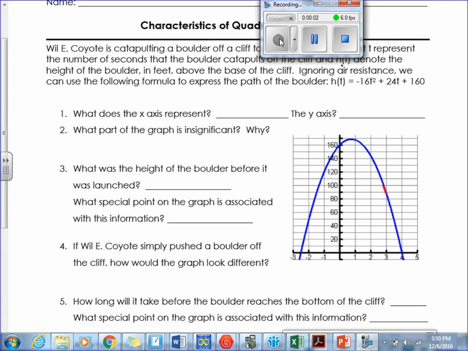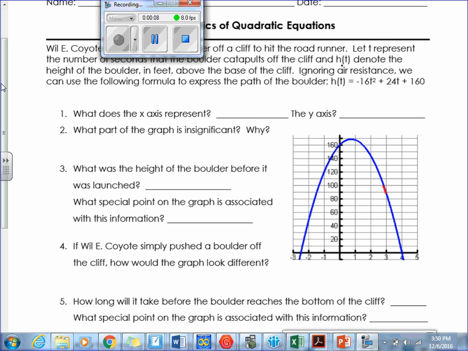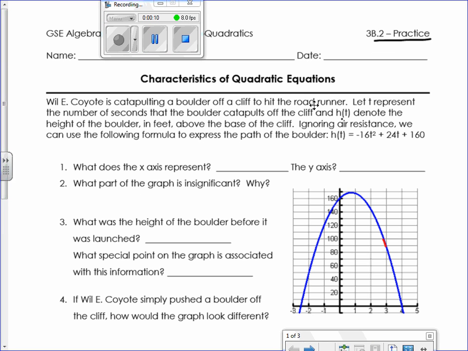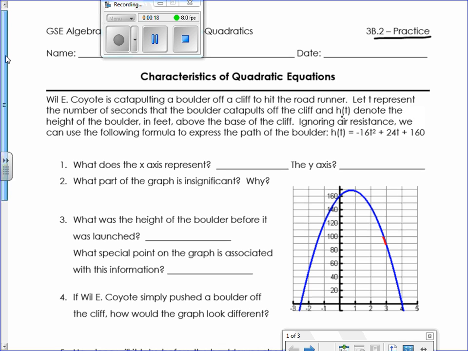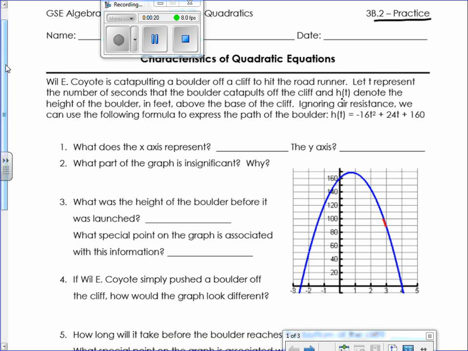So let's go ahead and get into this problem. This is a part of a packet that we got. The title is Characteristics of Quadratic Equations 3B.2 Practice. So hopefully you can find that. I also have a copy of it in eClass in the news item, so you can download that if you need to. So let's go ahead and start the problem.